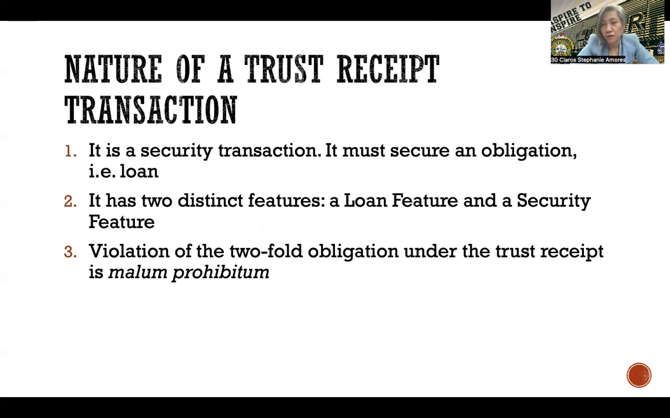Any violation of the twofold obligation by the entrustee, which is to remit the proceeds or to return the goods in the event of non-sale, will place the entrustee liable for violation of PD 115. And this is a malum prohibitum offense. The entrustee will be liable for prosecution for estafa.